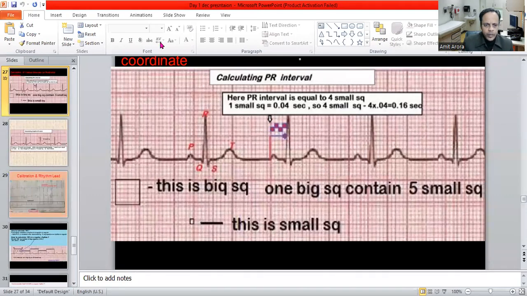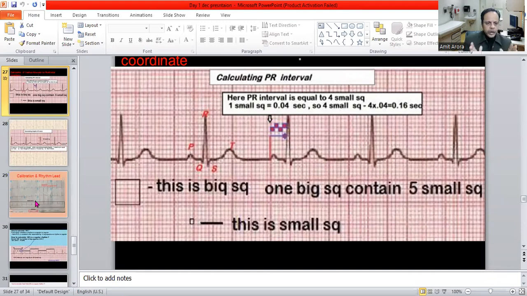Any doubt till now? Yes? Any doubt? You can type it down, because it will consume time.